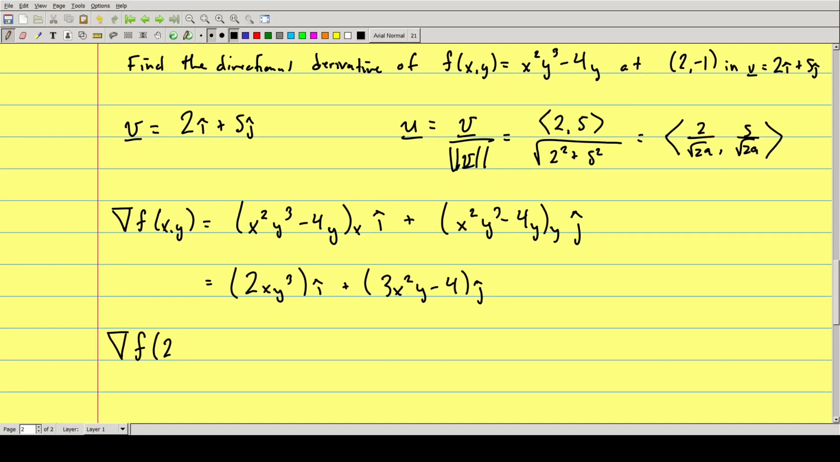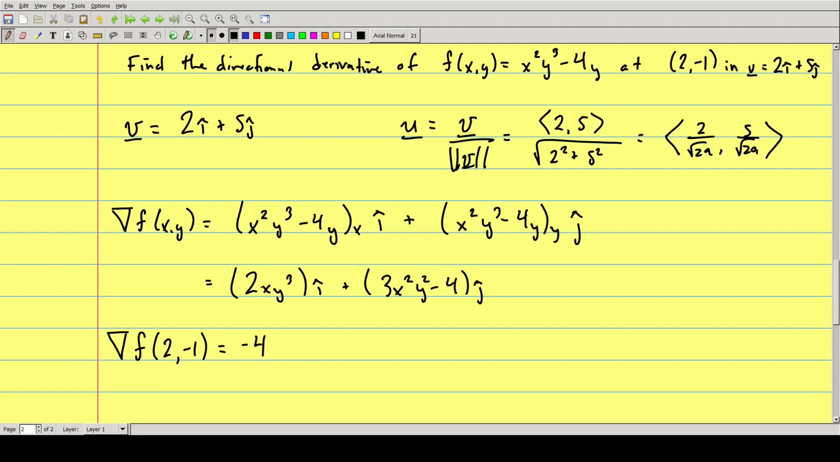Now we evaluate at the point in question, (2, -1). 2 times 2 is 4, times -1 cubed is -4. That should be squared, you're right, thank you. I think I said it and didn't write it. Anyway, so yeah, fix that. I made a copy mistake there. Okay.